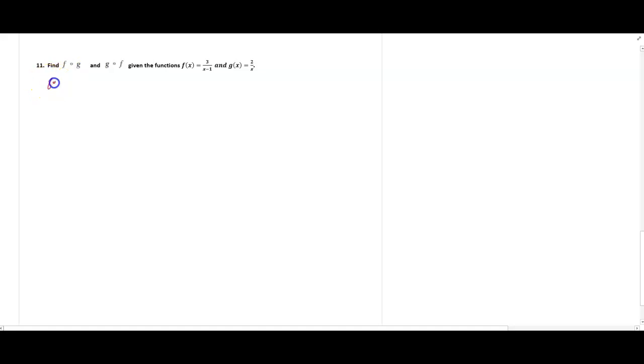So right away we know when we do f of g, that's f of g of x, we are plugging g of x into f of x. So this basically becomes f of 2 over x, which ends up being 3 over 2 over x minus 1. When we do g of f, that's g of f of x, which in this case ends up being g of 3 over x minus 1. And if we plug that in, that's 2 over 3 over x minus 1.